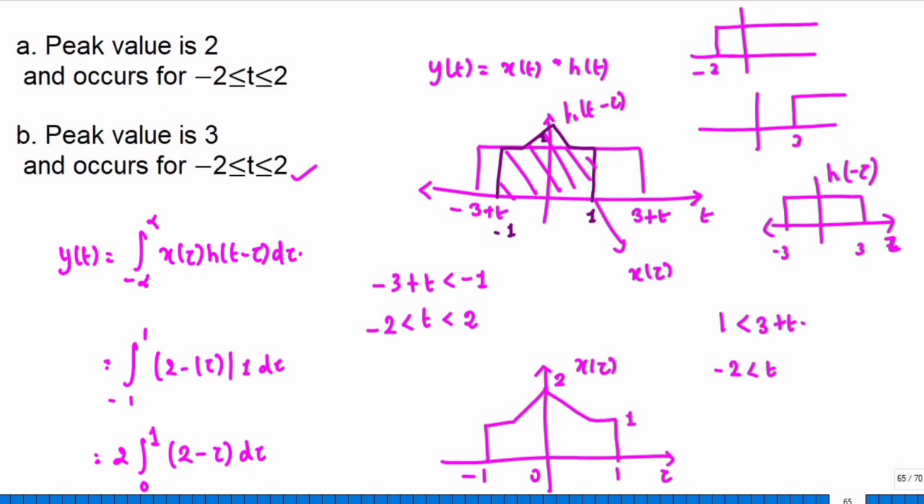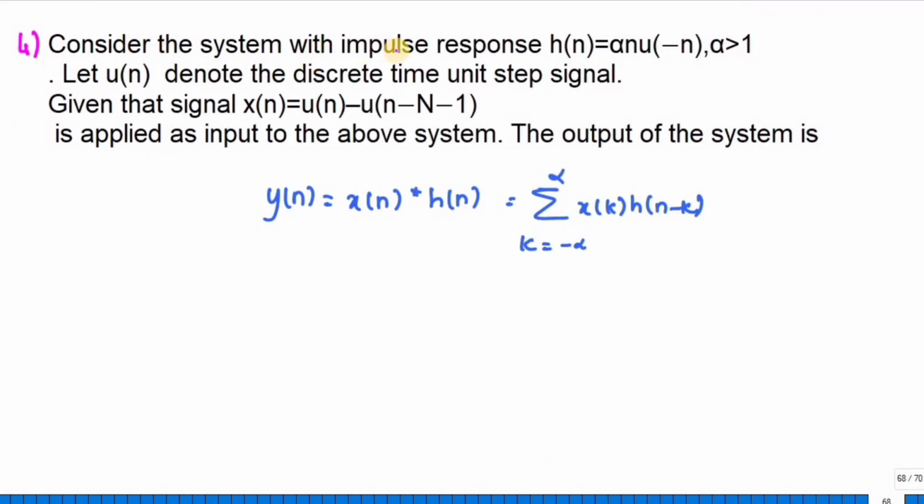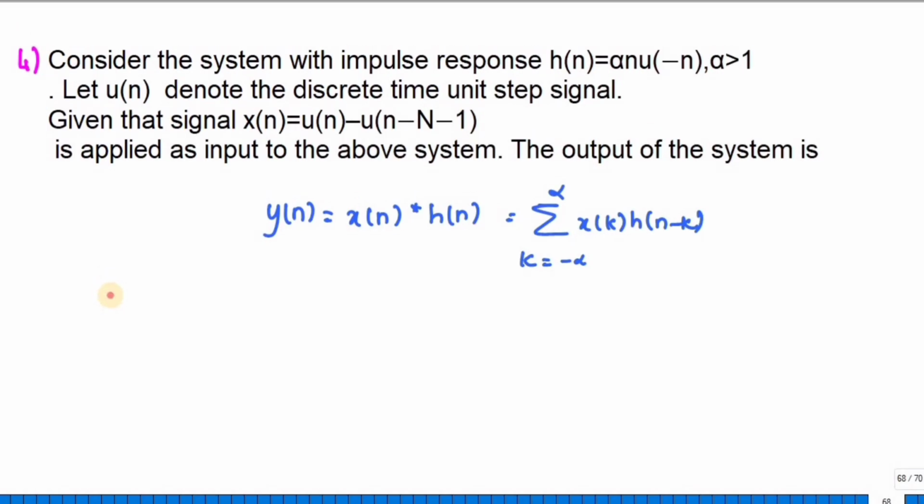So let me go for the next question. Consider the system with the impulse response h of n is equal to alpha to the power n u of minus n, and hence the alpha value is greater than 1. So it will be like this. Okay, this is your h of n value.